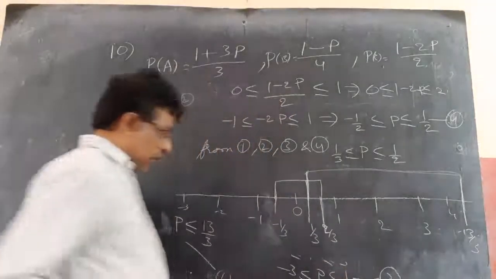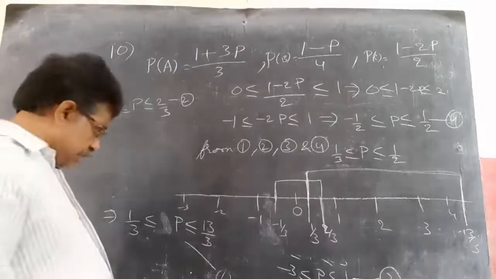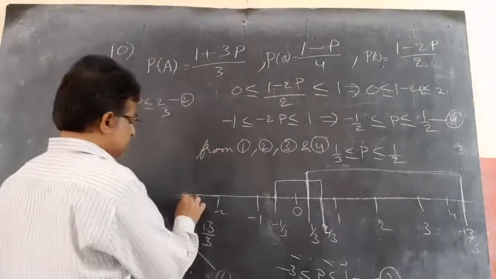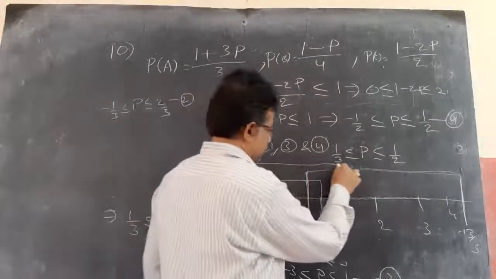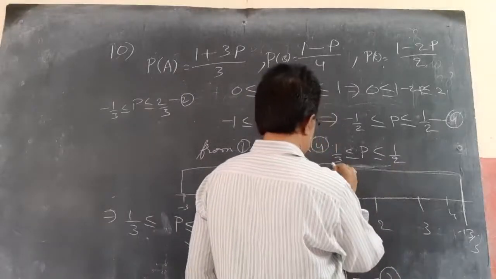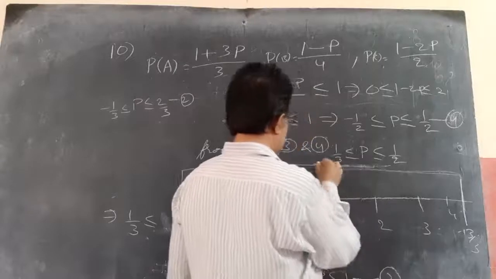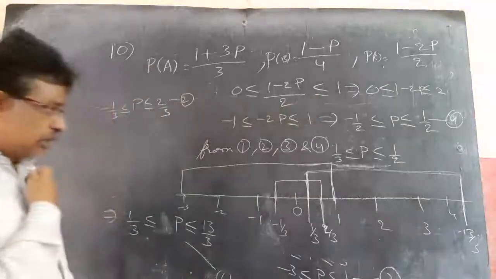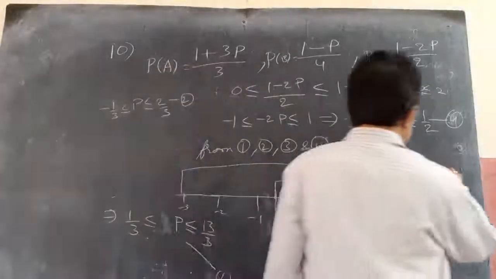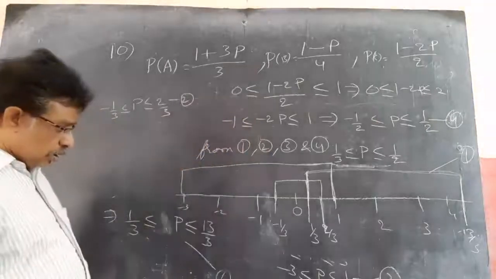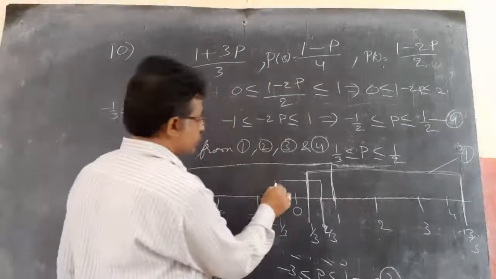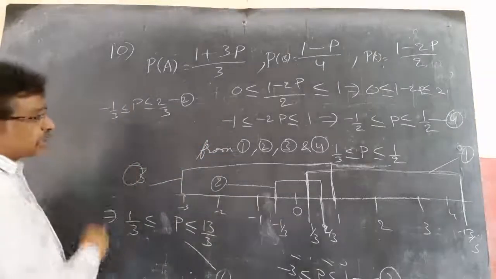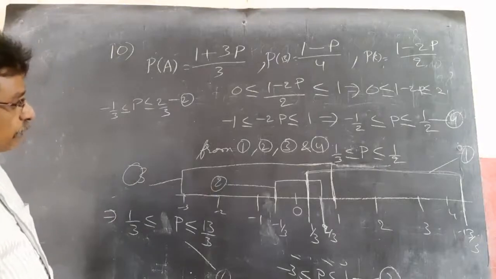Next inequality. The third inequality is minus 3 to 1. Where is minus 3? This is minus 3 to 1, up to here. This is the first inequality, and the second inequality, and this is the third inequality. Next, the fourth inequality.